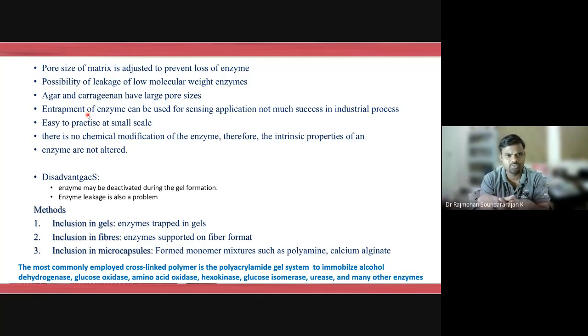Some of the methods used for this type of entrapment are inclusion in gels, where enzymes are trapped in the gels, inclusion in fibers, where enzymes are supported on a fiber format, or inclusion in microcapsules, formed from monomer mixtures such as polyamide or calcium alginates. Among the different polymers, the most commonly employed cross-linked polymer is the polyacrylamide gel system, which immobilizes alcohol dehydrogenase, glucose oxidase, amino acid oxidase, hexokinase, glucose isomerase, urease, and several other enzymes.